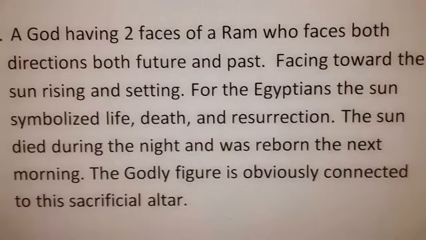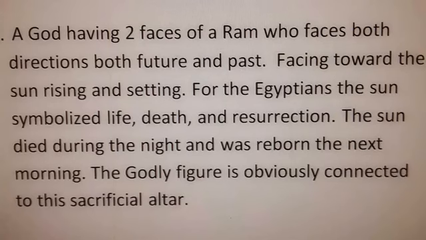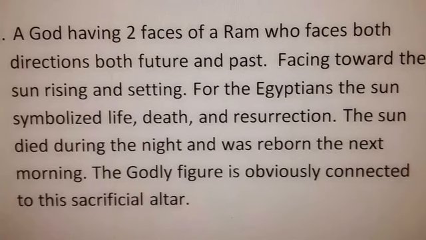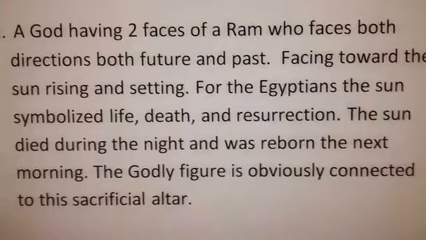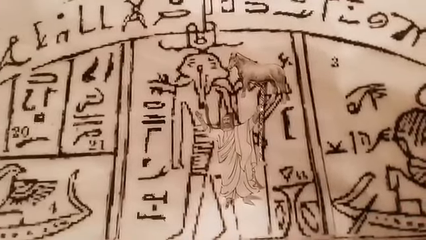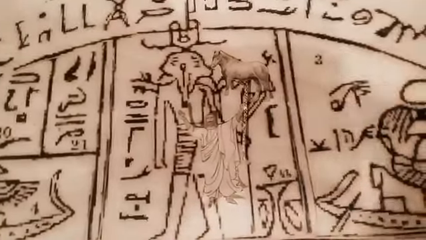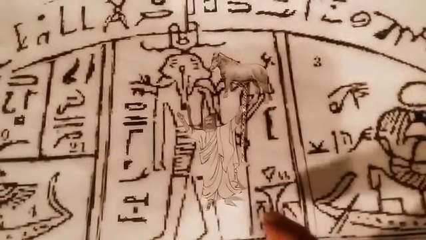But then the Egyptologist tells us that number 2 represents a ram with two faces, a God facing both directions, future and past, facing toward the rising sun and the setting. For the Egyptian sun god symbolized life, death, and resurrection. The sun died during the night and was reborn the next morning. The godly figure is obviously connected to this sacrificial altar. So it shows that the Egyptians believed in a creator, a God who created animals. He was represented by an altar.